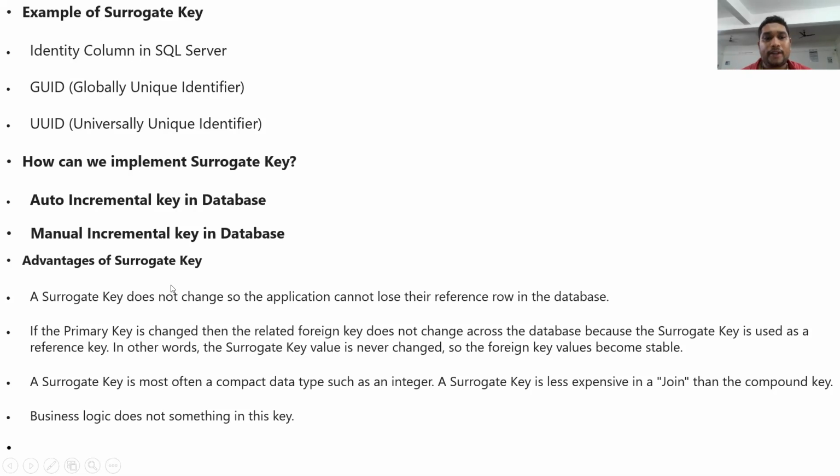Okay, so we have various advantages of the surrogate key. It does not change, so the application cannot lose the reference in the document or other database. If the primary key is changed, then the related foreign key does not change across the database because the surrogate key is used as a reference key. Simply, we can say that the surrogate value is never changed, so the foreign key values become stable. It is most often compact data such as an integer. It is less expensive in a join than the compound key. And finally, business logic does not sit in this key. So by default, no business parameters can be used in this surrogate key.